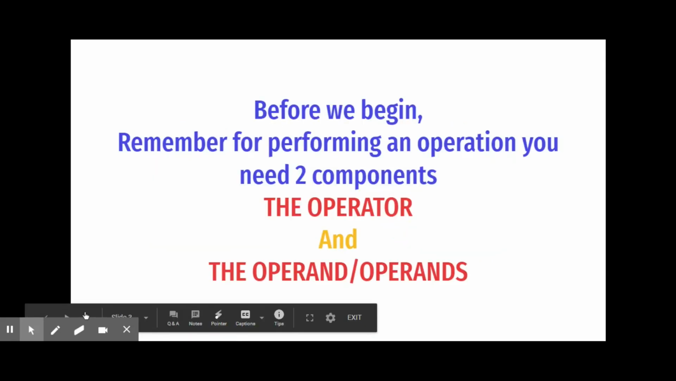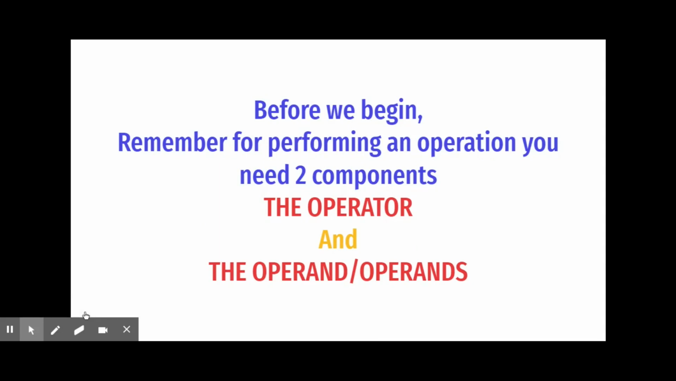Before we begin, we need to remember that when you perform any operation, you have two components. One, you have the operator, and then next you have the operands. The operator is the symbol that you will use for performing your operation, like you will have the plus symbol for addition, you have the minus symbol for subtraction, etc. And the operands are the values on which you are performing this operation using the operator.